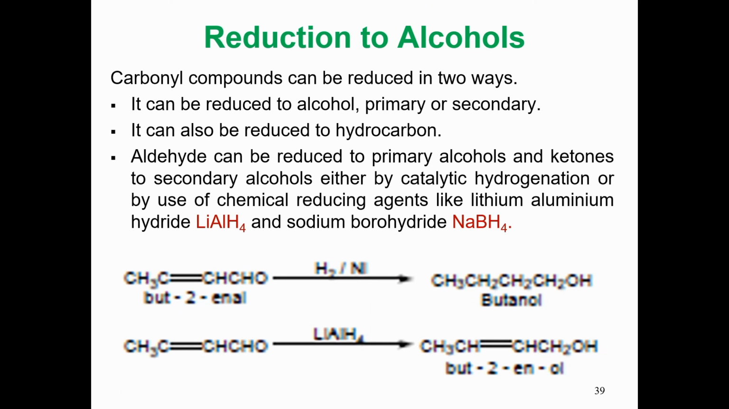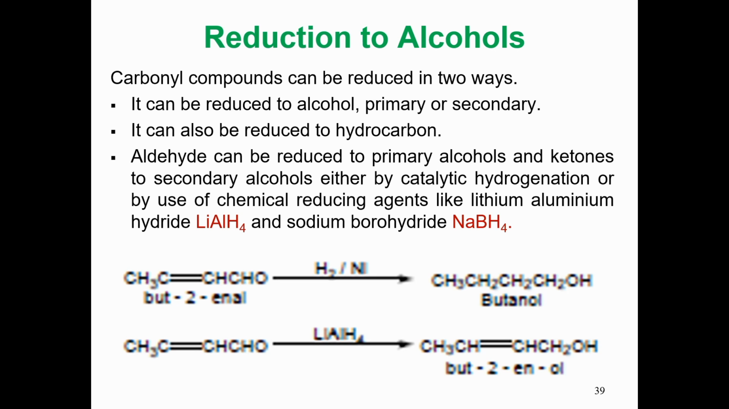Carbonyl can also be reduced to alcohol. It can be reduced to primary or secondary. It means that my aldehyde will be reduced to primary alcohol, my ketone will be reduced to secondary alcohol. Reduction of carbonyl compound can be done in 2 ways. First, they can be reduced to primary and secondary alcohol respectively. Secondly, they can also be reduced to hydrocarbon. In reduction to primary and secondary alcohols, the reagent will determine the products.